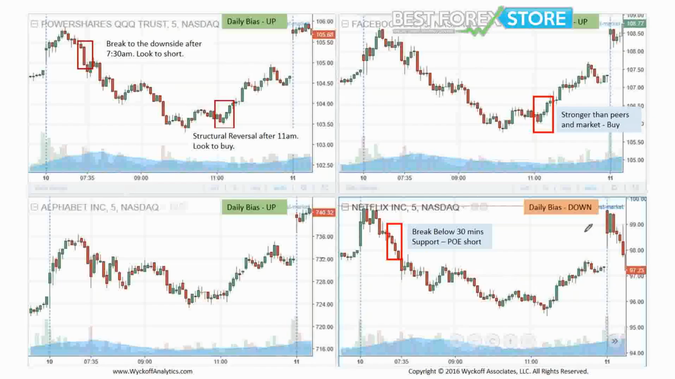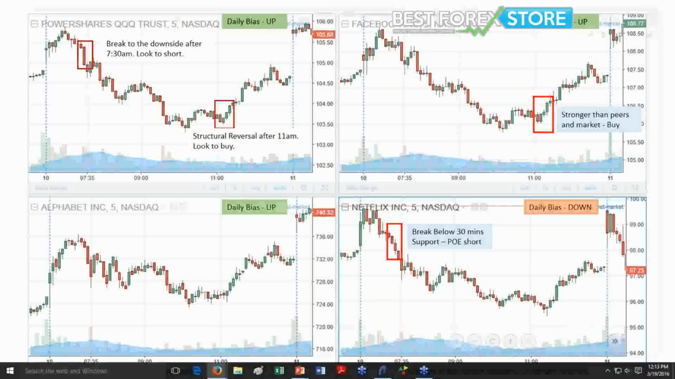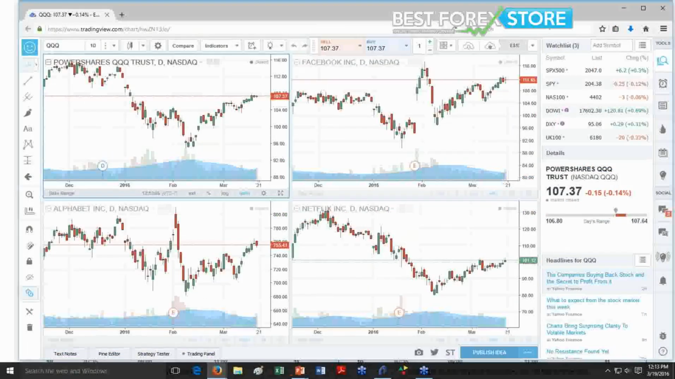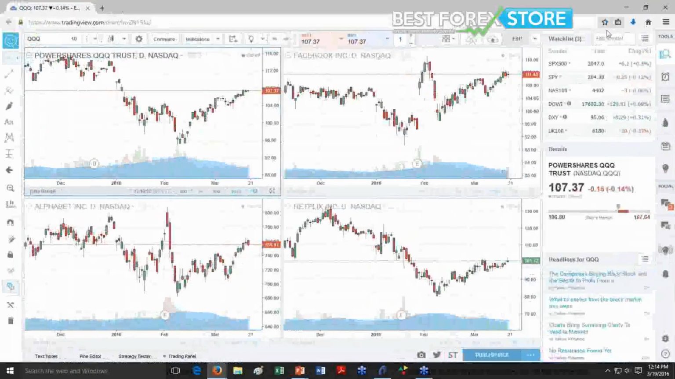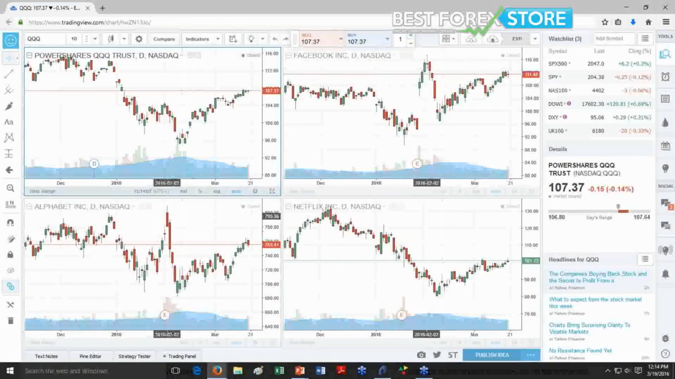This is the setup that I have in my TradingView, and I started using TradingView just recently, at the beginning of this year. This is the website, this is the page, and you see that I'm synchronizing.